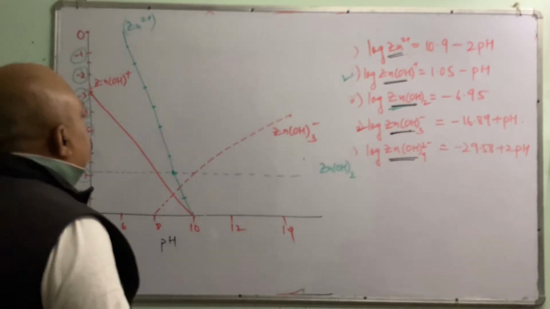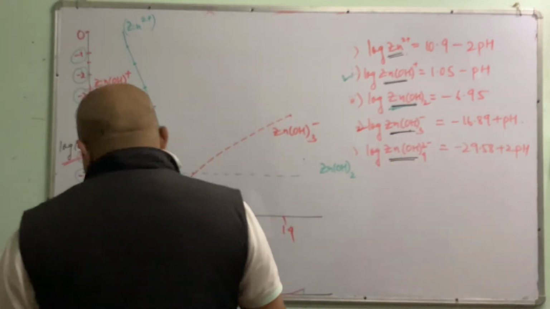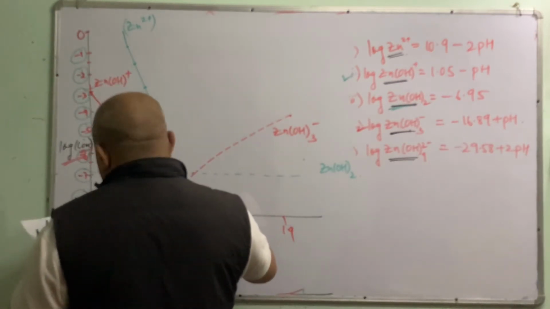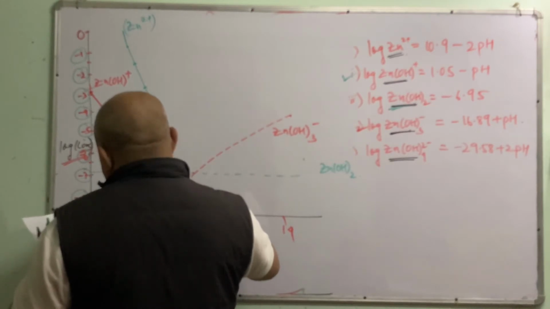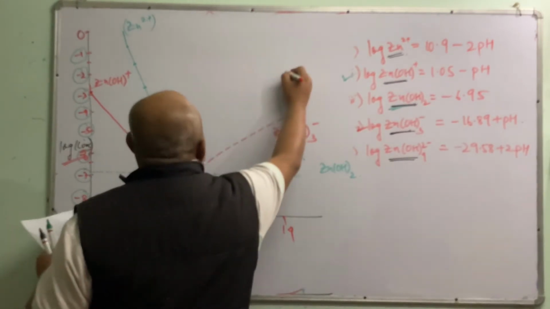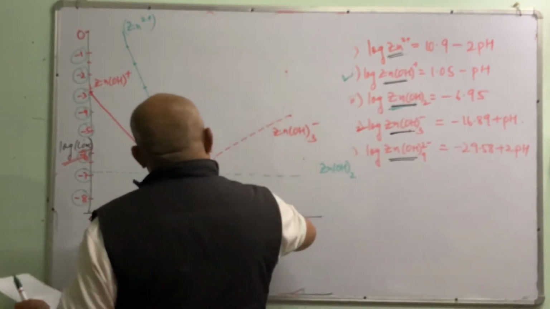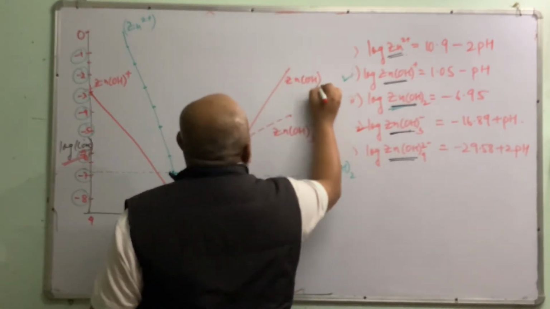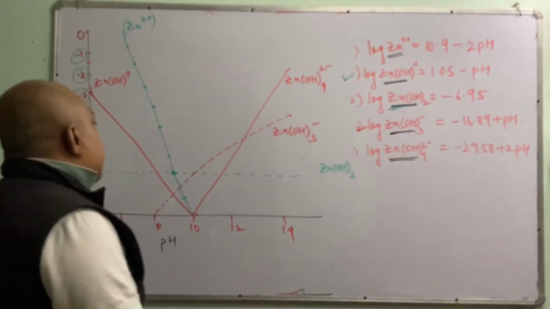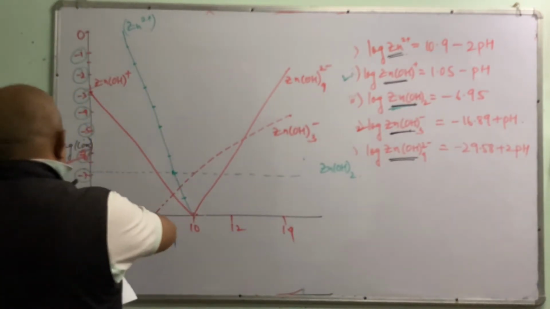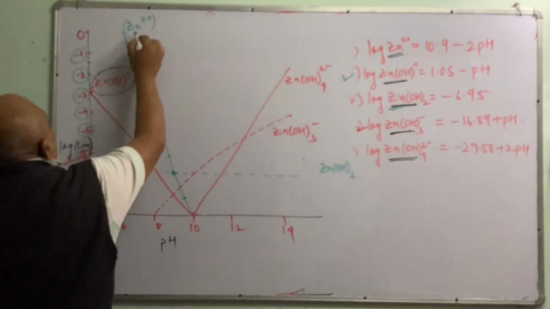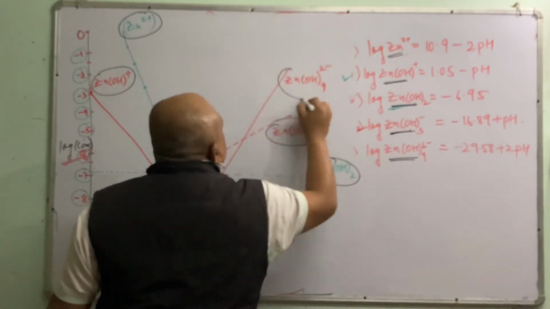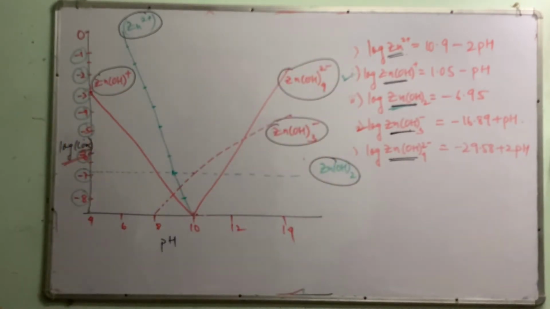Okay, the last one is Zn(OH)4 2 minus. For Zn(OH)4 2 minus, it starts from around here, and then it ends at minus 2. Okay, this is Zn(OH)4 2 minus. Is it okay? So we have 5 species. This is number 1 graph, this is number 2 graph, this is number 3, this is number 4, and this is number 5. Okay, so you got the 5 graphs.